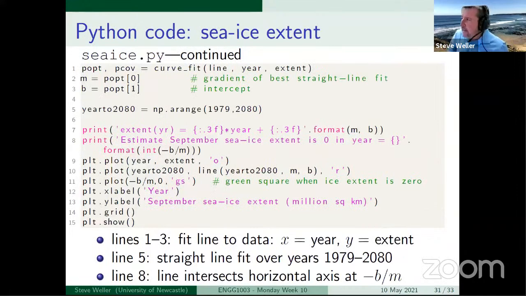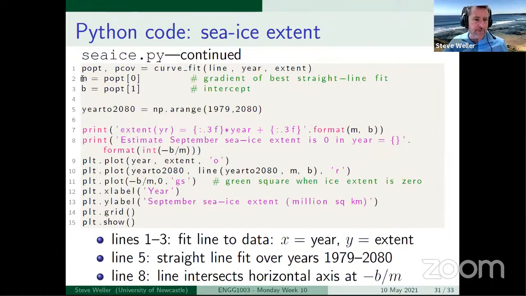Second half of the code, again, it extends over two pages. Here in line 1 on page 31, you see the call to curve_fit. We're passing in a description of the function we'd like to fit to the data. In this case, it's a straight line. And then we pass in the x and y coordinates. In this case, it's the year as the horizontal axis, and the sea ice extent as the vertical axis. Previously we called them x and y.